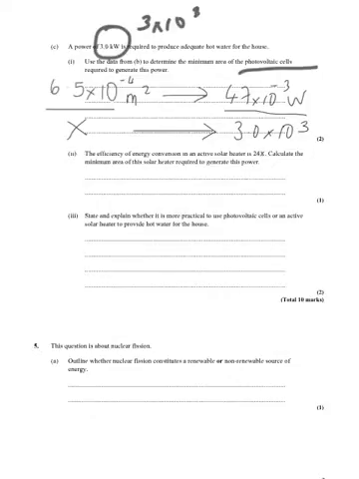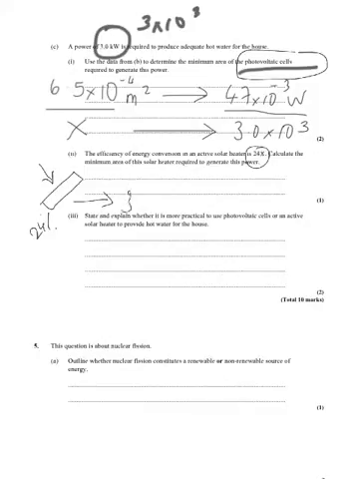Okay, so note that things have changed now. We're talking about an active solar heater, no longer talking about photovoltaic cells. The efficiency of energy conversion in an active solar heater is 24%, way bigger than the 8% for the photovoltaic cells. Calculate the minimum area of the solar heater. Now, what it's asking you is, if we get a certain amount of energy from the sun and it falls on our solar heater with 24% efficiency, how can we get 3 times 10 to the 3?